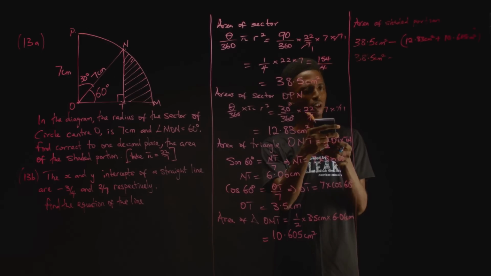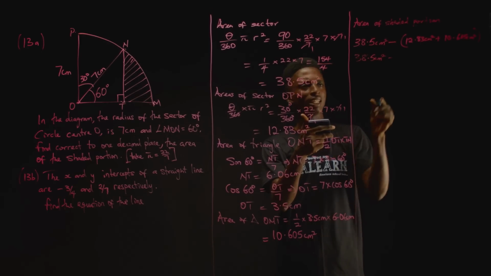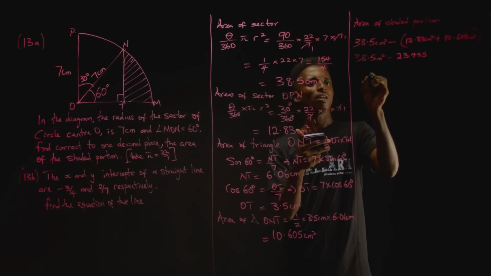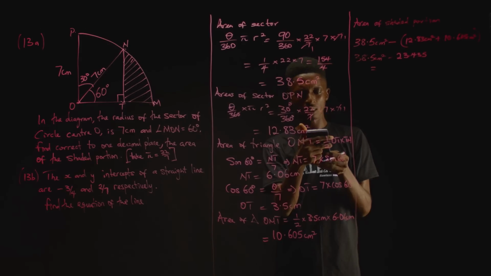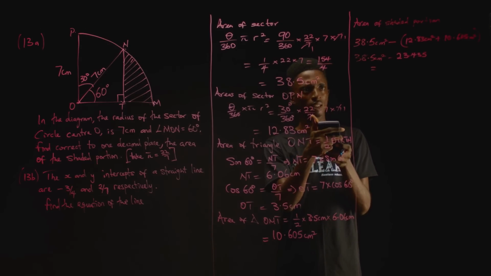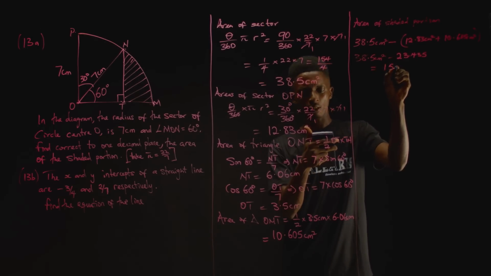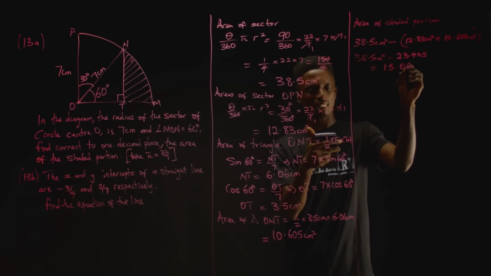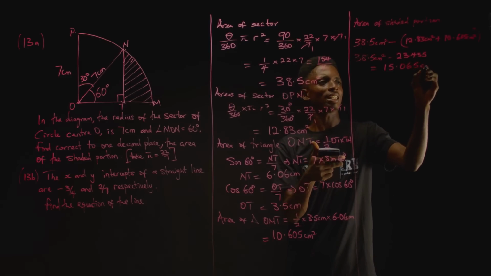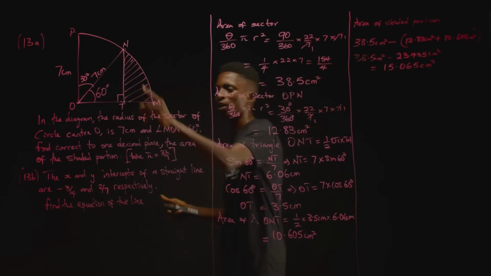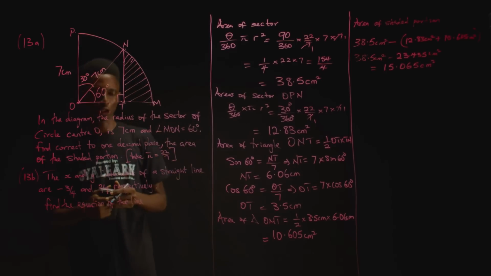12.83 plus 10.605, and that is 23.435. So our answer here becomes 38.5 minus that, and we have 15.065 centimeters squared. So that's the area of this shaded portion.